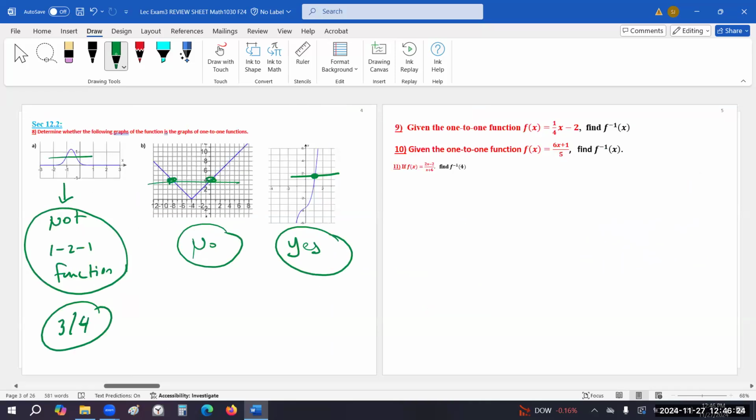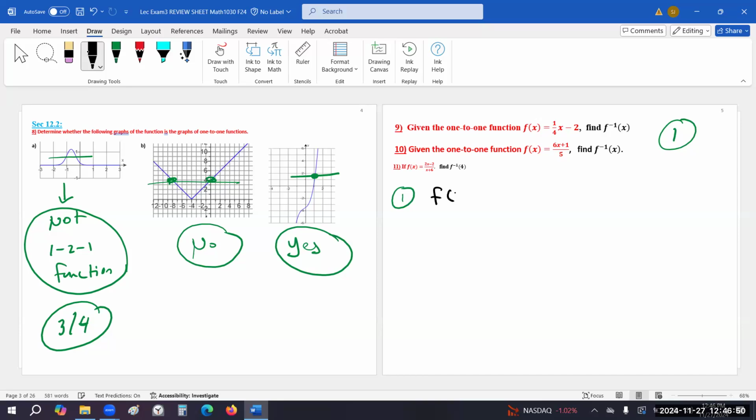Let's see. One from finding the inverse. Find the inverse function. So which one do you want me to do? Said that whatever x or y is not one-to-one. First one? Yeah.